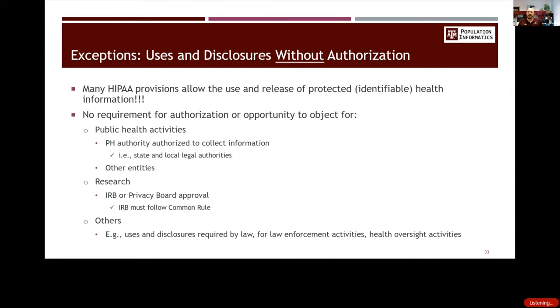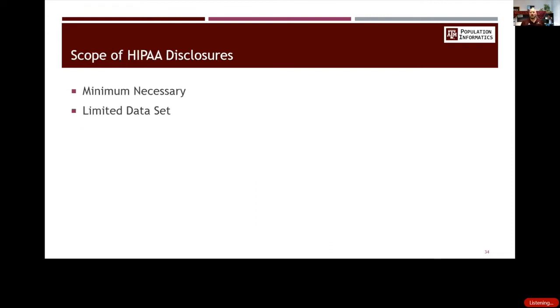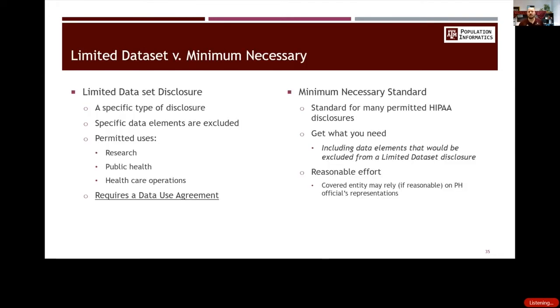If you need identifiable data for research, there is an exception that allows you to have that identifiable data for research. There are many, many different types of exceptions to this, so it's something that you should be aware of. Okay, there are two different types of disclosures that you can get under HIPAA. One is the minimum necessary disclosure, and the other is a limited data set disclosure.